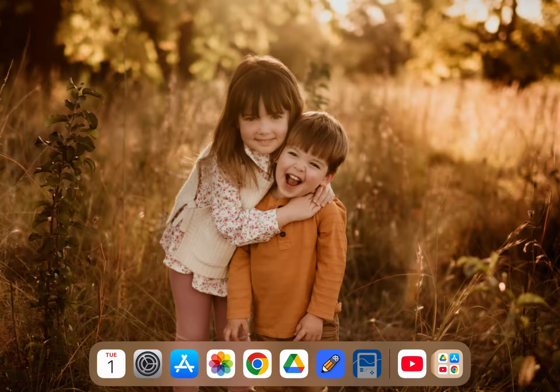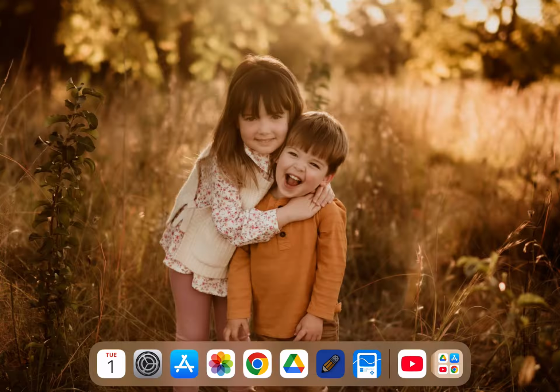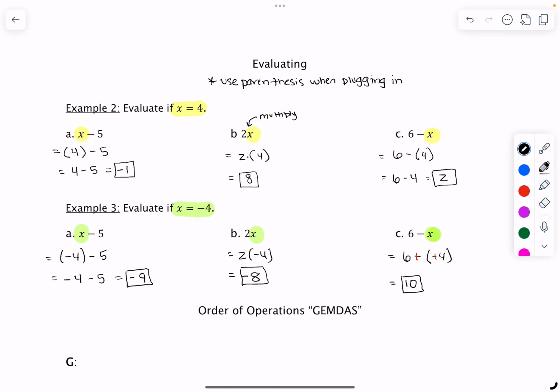But if we were to go into our calculator and do 6 minus parentheses -4, you're going to see that you're also going to get positive 10 there as well, as long as you are putting it into your calculator properly and carefully. Okay. So now let's go on.